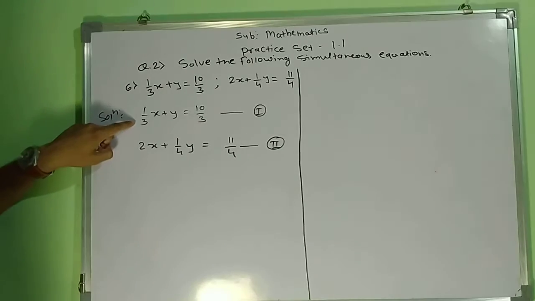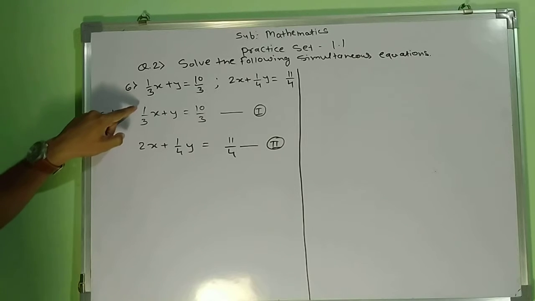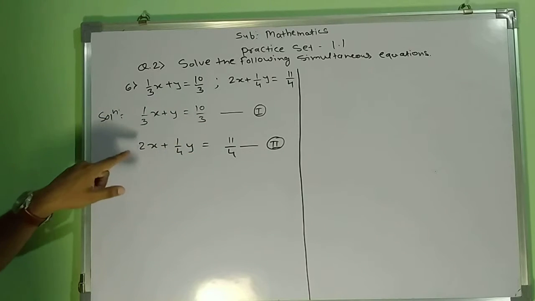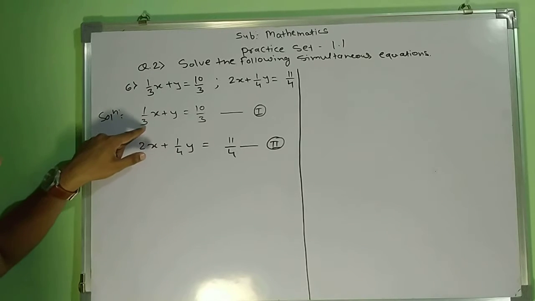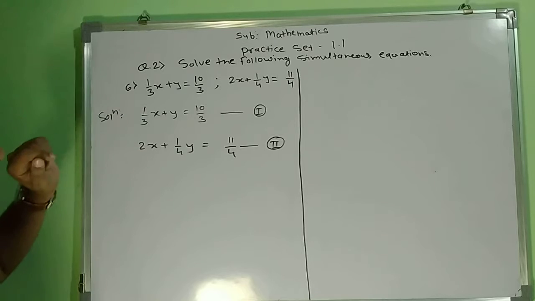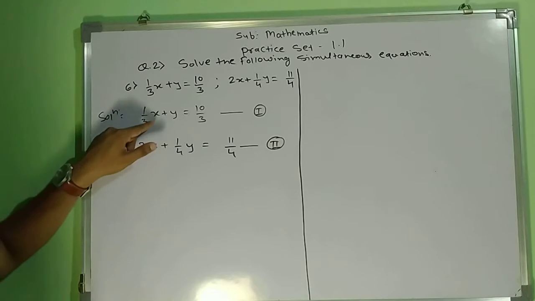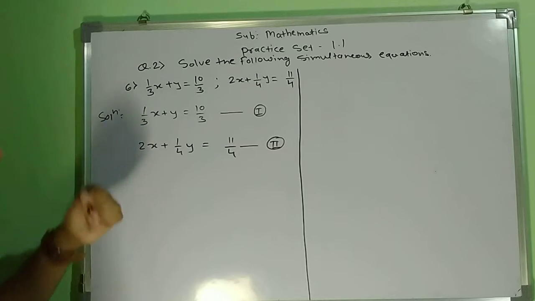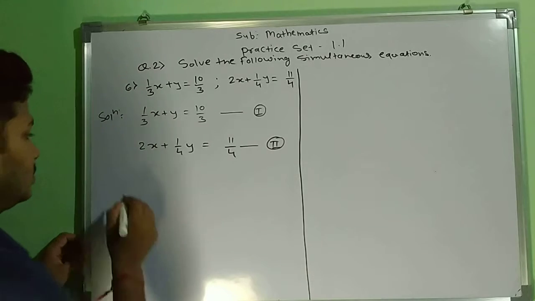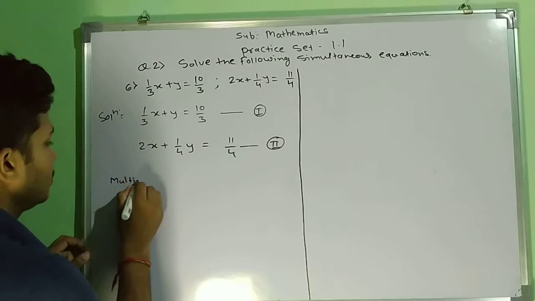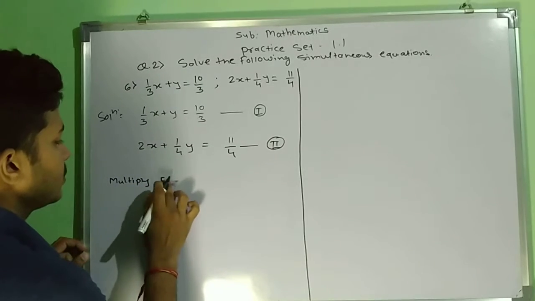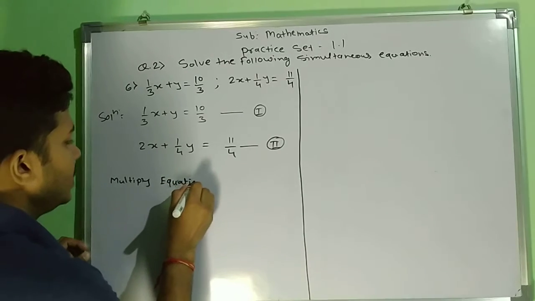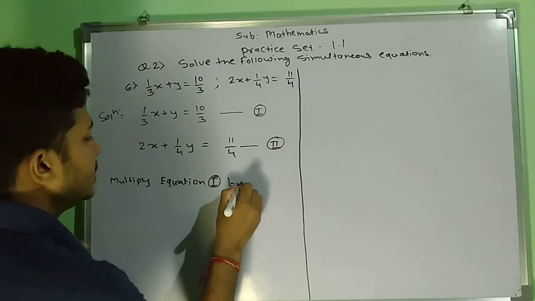Now look at that example. We have the fraction 1 by 3 here, and here also 10 by 3. So if we multiply equation number 1 by 3, the 3 which is in the denominator will be cancelled and only x will remain at the numerator. So we will multiply equation 1 by 3.